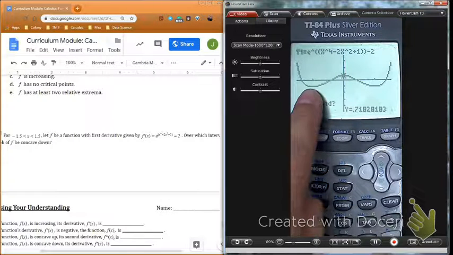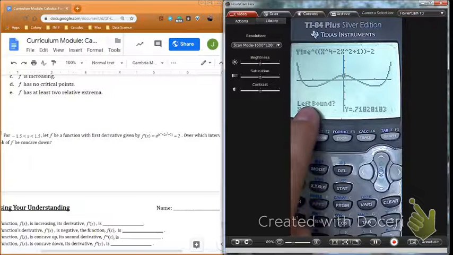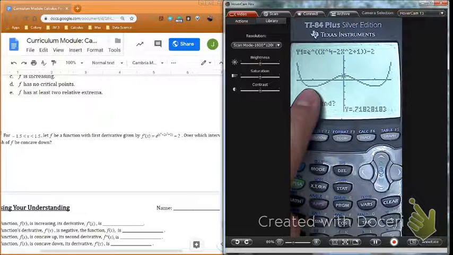The first one is a left bound. What's a number that's definitely less than -1? How about -2? I don't know if they'll let me put -2. Let me see if they'll let me put -2. Nope, they don't like it because it's not on my screen. Let me try something else.